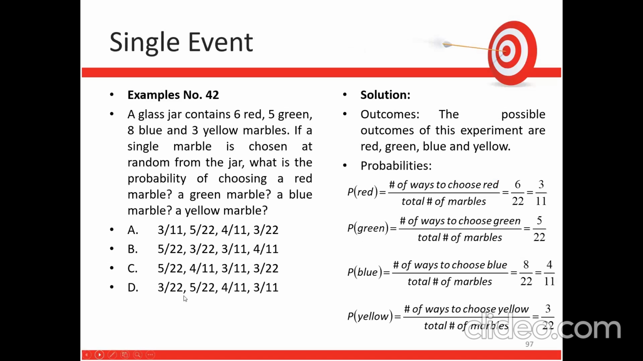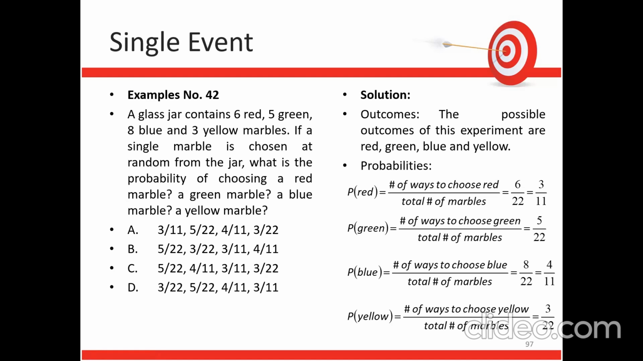Sample number 42. A glass jar contains 6 red, 5 green, 8 blue, and 3 yellow marbles. If a single marble is chosen at random from the jar, what is the probability of choosing a red marble, a green marble, a blue marble, and a yellow marble? Solution: the possible outcomes of this experiment are red, green, blue, and yellow. So the total number is 22.